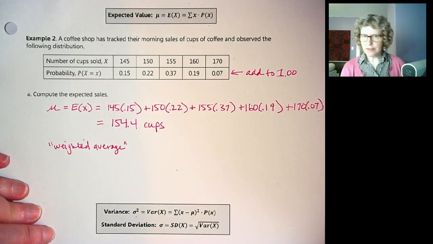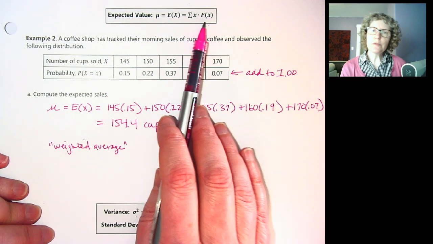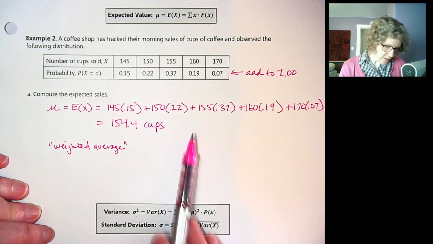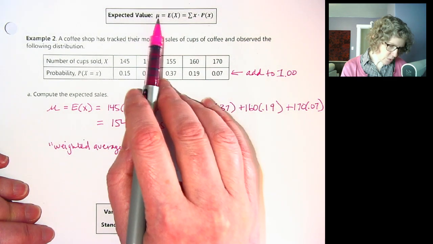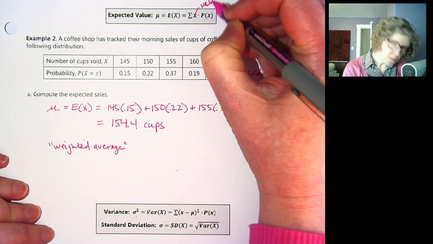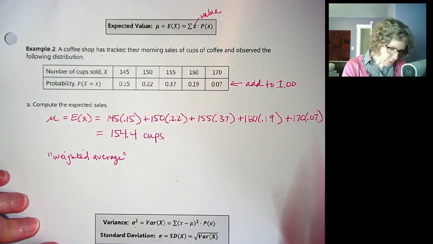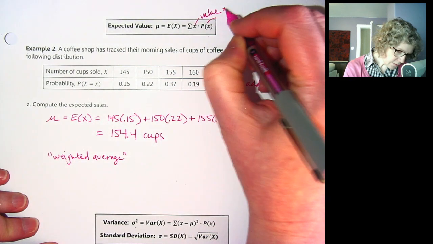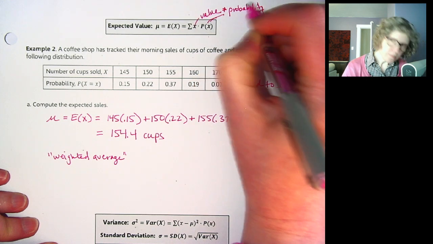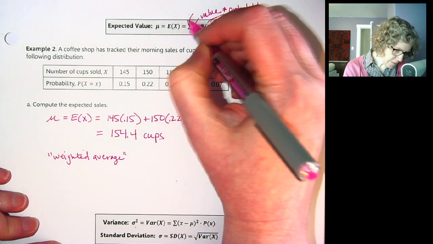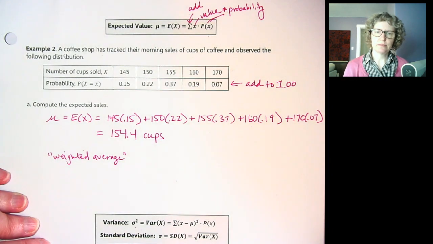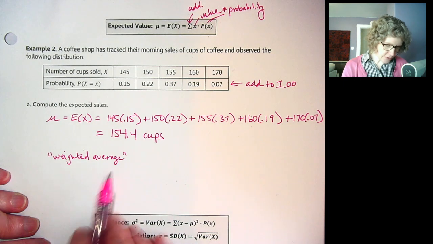Okay, and that's what this formula says. So you don't have to use this formula if you don't like it. You don't have to memorize it. It basically says this procedure that we just did. So what this is saying, mu is the mean, or E of x, is you take the value, so this x is the value, and you multiply it by its probability. And then the summation symbol means you add them up. That's a capital sigma or summation. So this is a weighted average.